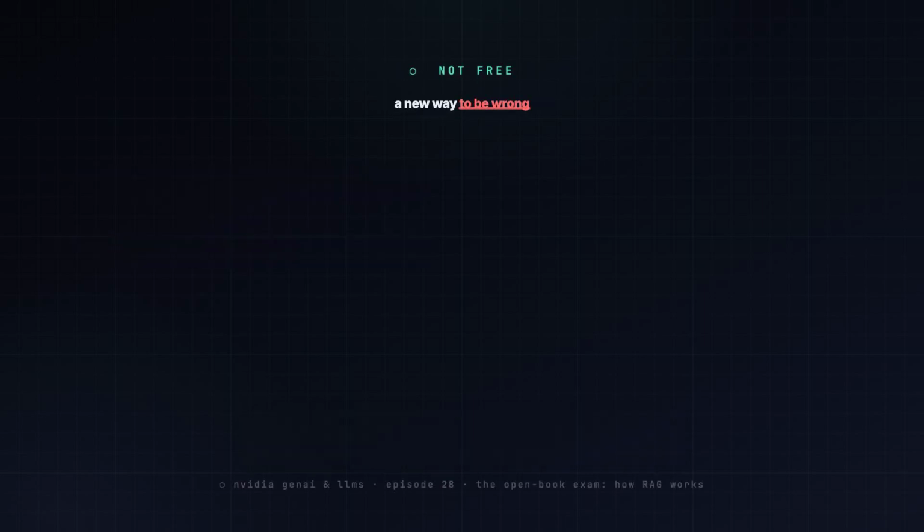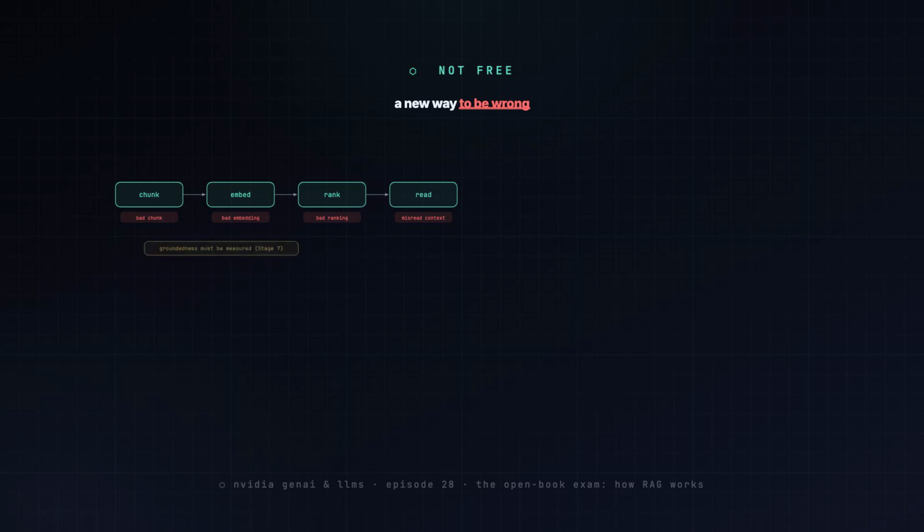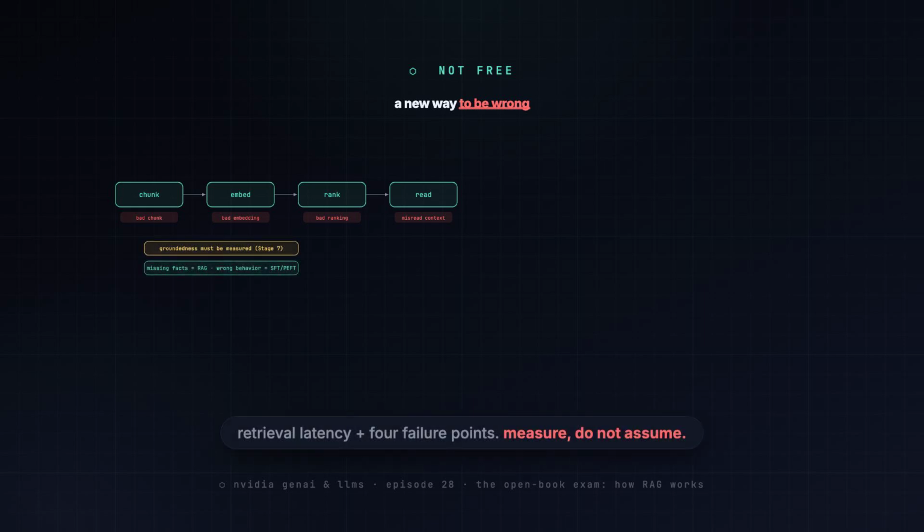RAG isn't free. It adds retrieval latency and a whole new failure surface: bad chunks, bad embeddings, bad ranking. And even with perfect passages, the model still has to read them correctly, which is why later in the course we'll measure whether the answer is actually grounded in the source. And remember the ladder from stage 4. RAG is the right tool when the gap is missing facts. Wrong behavior or format is still SFT or PEFT.